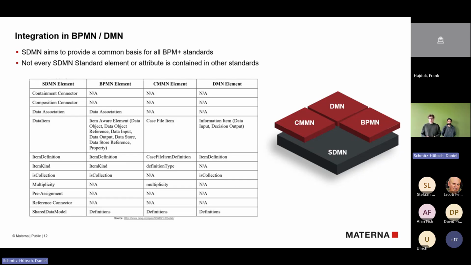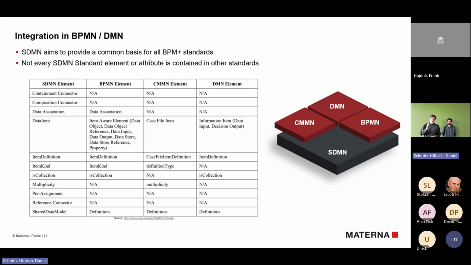And as we can see, it exists in BPMN, where there's also an item kind attribute, but this only has two possible values, physical and information. CMMN has a definition type, which is similar to an item kind and uses most of the possible values. And DMN has no equivalent of item kind. So we see that SDMN tries to collect every attribute and every possible element of the other standards and combines them together.